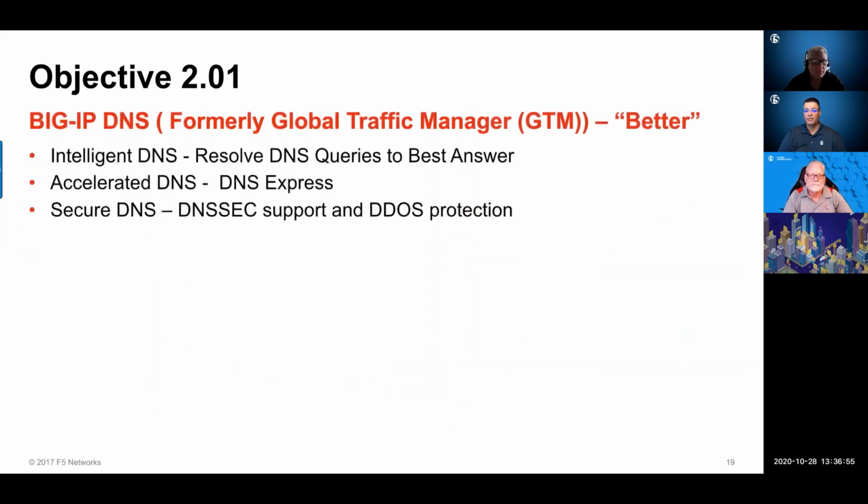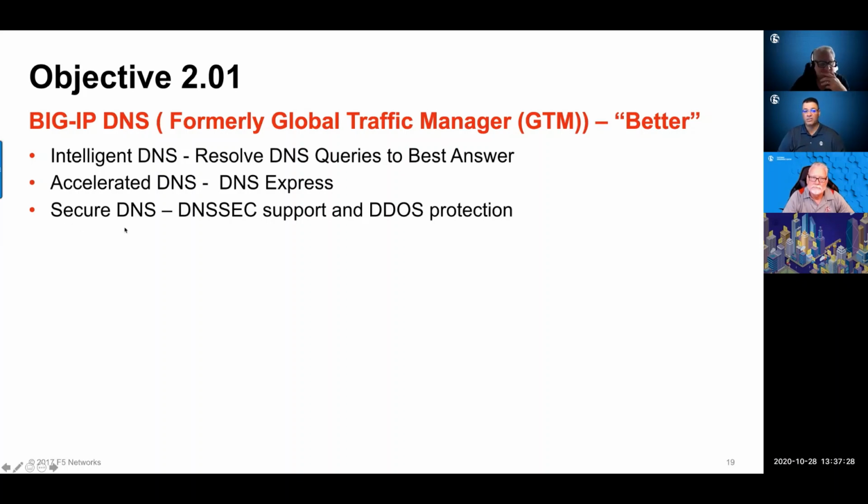The next product, one of the core products we've always had after LTM, we call Big-IP DNS. It used to be called Global Traffic Manager. So think global load balancing across data centers, having this F5 product do the load balancing. You'll see an example in the next slide. But the key thing is, it's actually based on DNS. It can do intelligent DNS, where our DNS is so fast that if you have to do multiple queries, we can do that. We can also accelerate DNS using DNS Express.